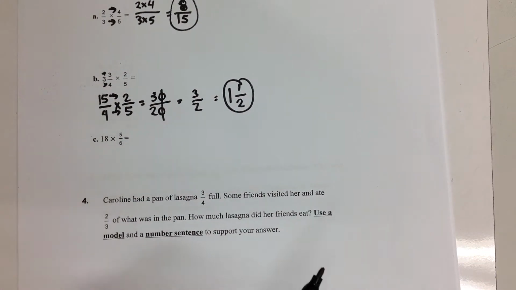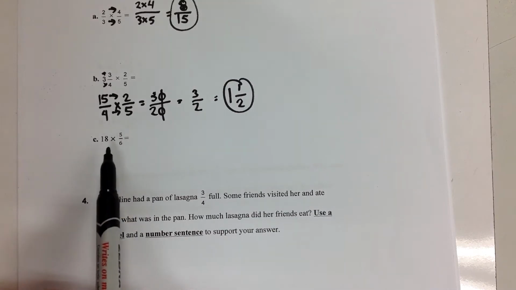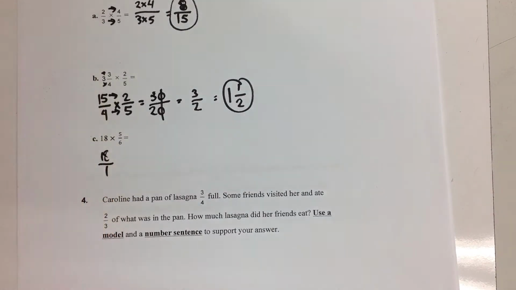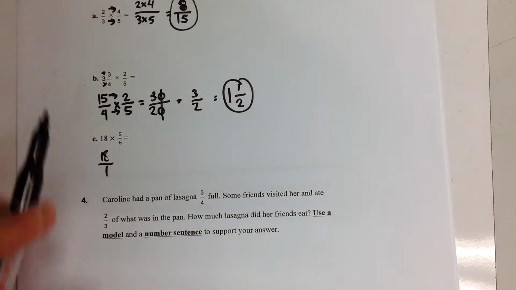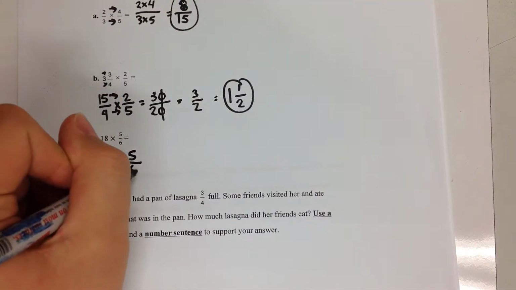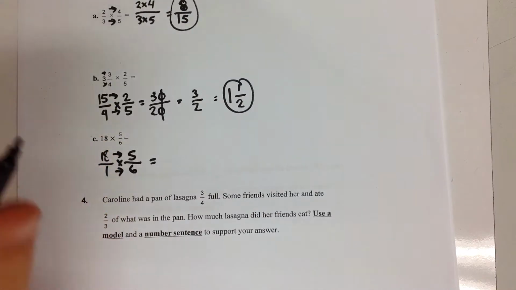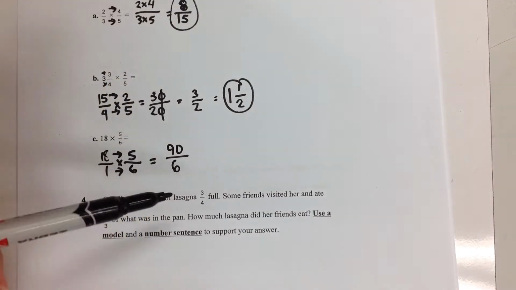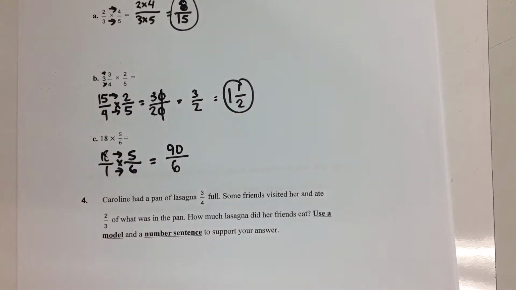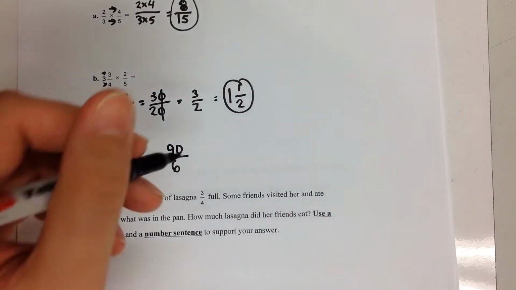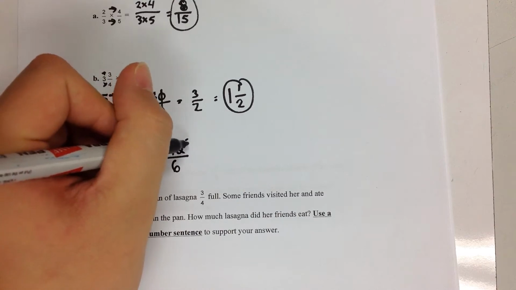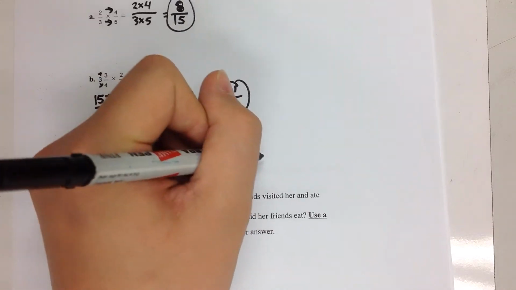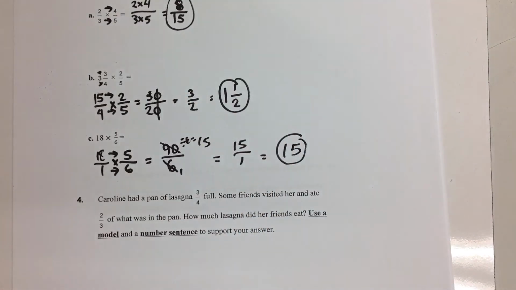Moving on to C, I have 18 times 5/6. 18 is not written as a fraction, so I need to write it as a fraction. 18 is 18 over 1, because any whole number can be written as a fraction over 1. So I have 18 over 1 times 5/6. Once again, I multiply straight across. 18 times 5 is 90 over 6. I'm going to try to simplify this. I notice a common factor between 90 and 6 is 6, so I'm going to divide by 6. And that gets me 15. 6 divided by 6 is 1. So I have 15 over 1, which is, of course, 15.